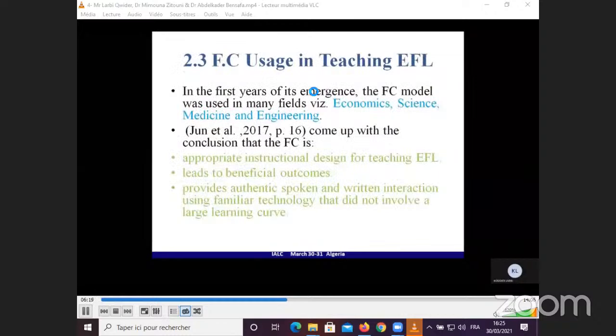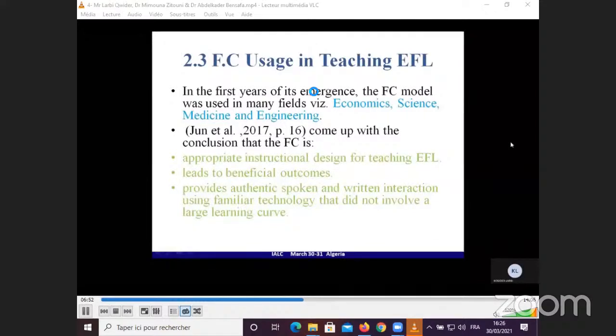The usage of the flipped classroom in EFL teaching. In this part, we'll provide some research on the usage and usefulness of the flipped classroom in EFL teaching from different perspectives. In its first years of emergence, the flipped classroom model was used in many fields, such as economics, science, medicine, engineering, and so on. However, in the field of English language teaching, there were many attempts regarding the utilization of this model in EFL teaching, such as Hong, John et al., Jordan, Seaman, and Nabi, to name a few.